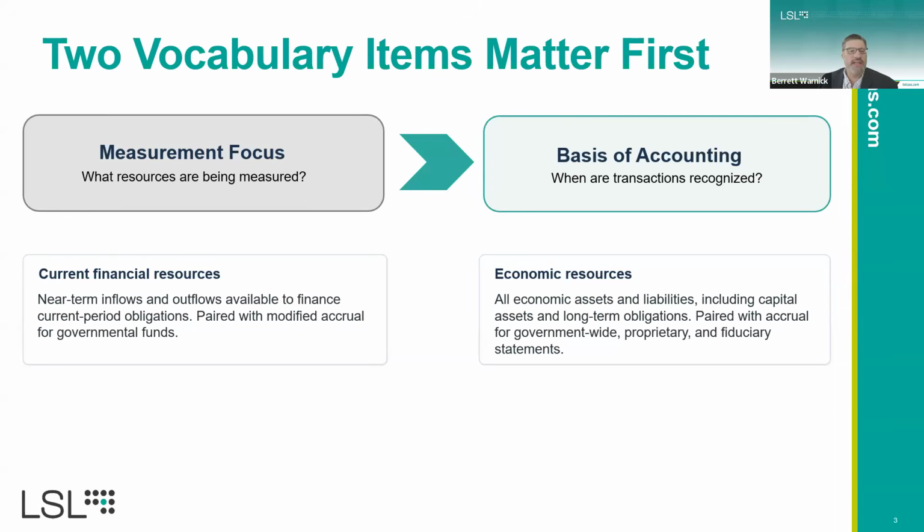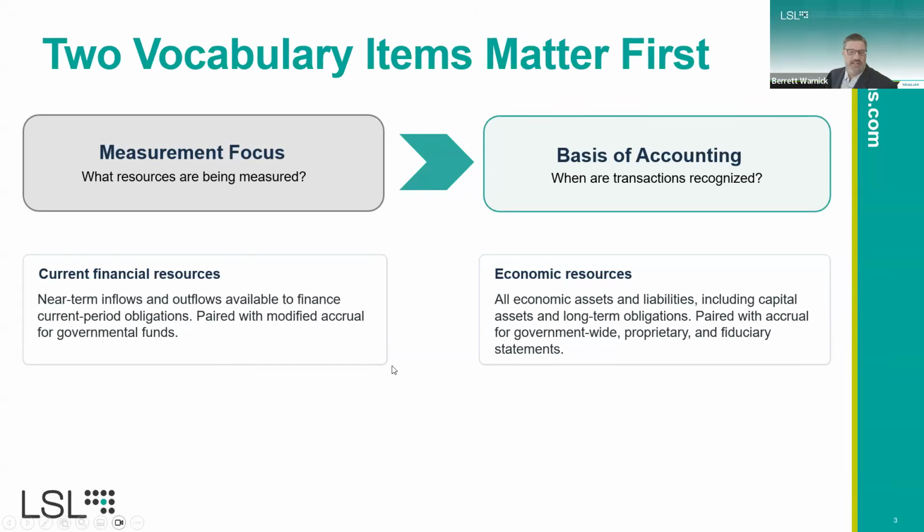And with that in mind, they don't want to sneak anything in there that will give someone the impression that they can spend more than is really available. So as we mentioned, the current financial resources measurement focus, they want to know what's actually going to be spendable in next year's budget. Government accounting is very focused on that.